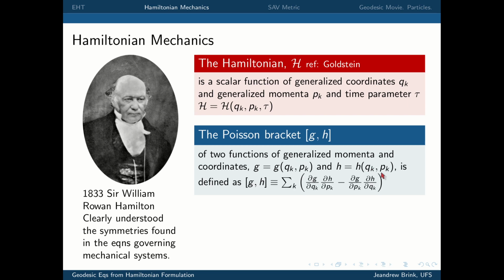And by definition, the Poisson bracket of the two functions is simply summing over all possible momenta, and then you take the partial derivative of g with respect to qk, multiplied with the partial derivative of h with respect to pk, subtract the derivative of g with respect to pk this time rather than qk, and h with respect to qk.